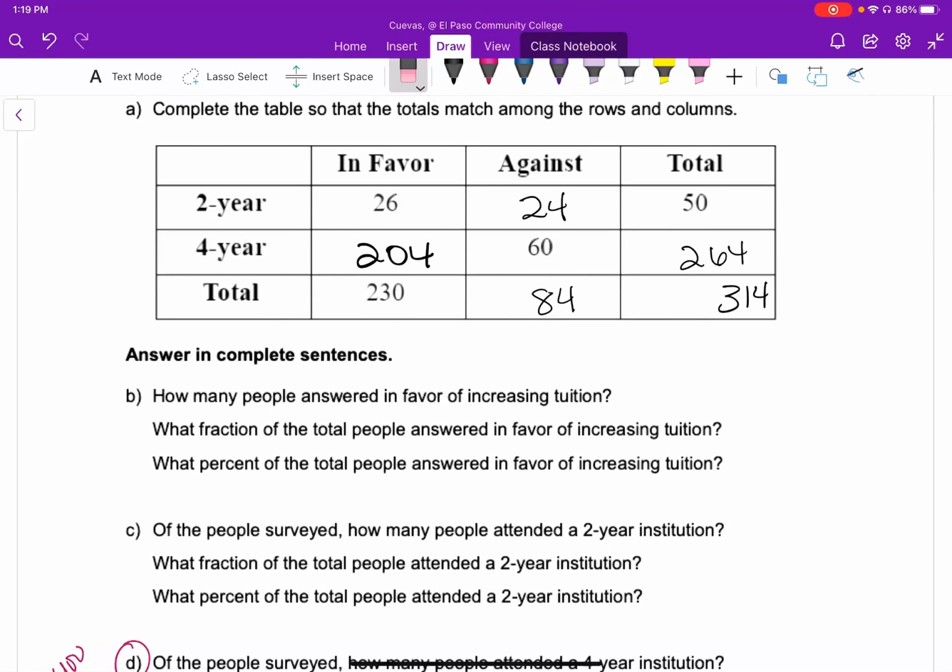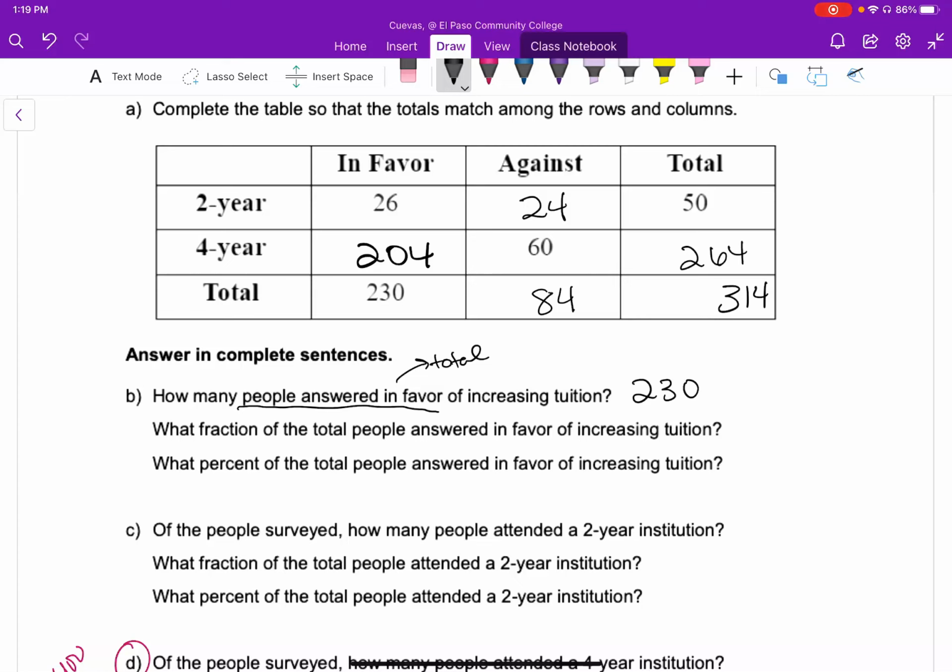How many people answered in favor of increasing tuition? People answered in favor. It doesn't tell me if it's a 2-year or 4-year, so it's actually a total. And this is going to be 230.